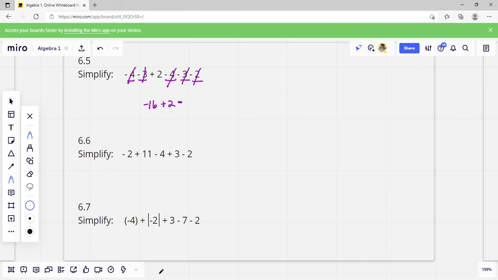My signs are different, so I'm going to subtract. 16 take away 2 will be 14. The bigger number is the 16, so that means it's going to be negative. It takes the sign from whatever the bigger numeral there is.